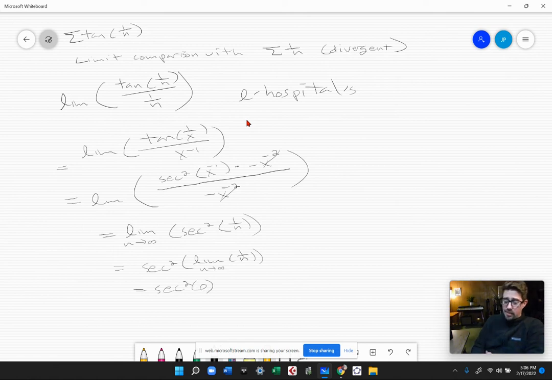Okay, and think back to trig. Secant is 1 over cosine. Cosine of 0, I'm sorry, cosine of 0 is 1. So secant of 0 is 1. So secant squared of 0 is 1.